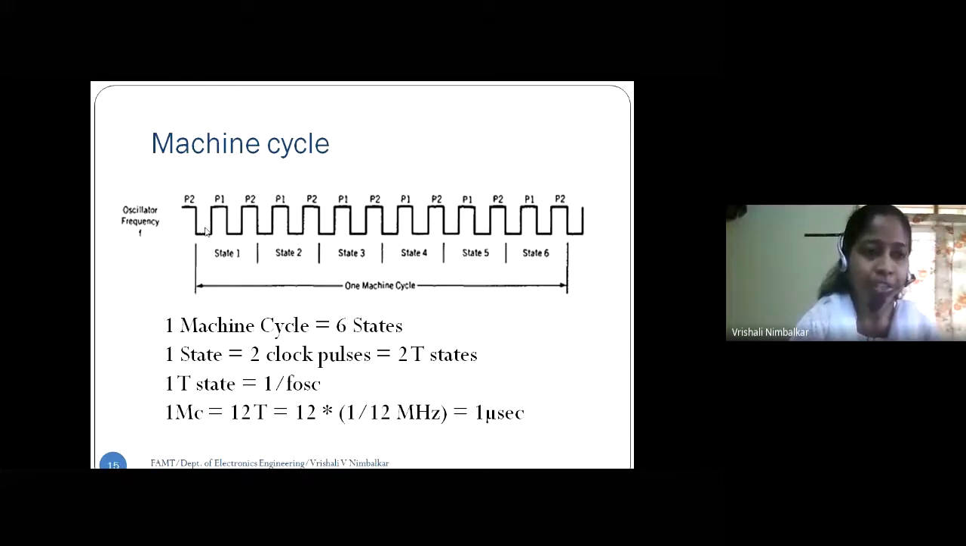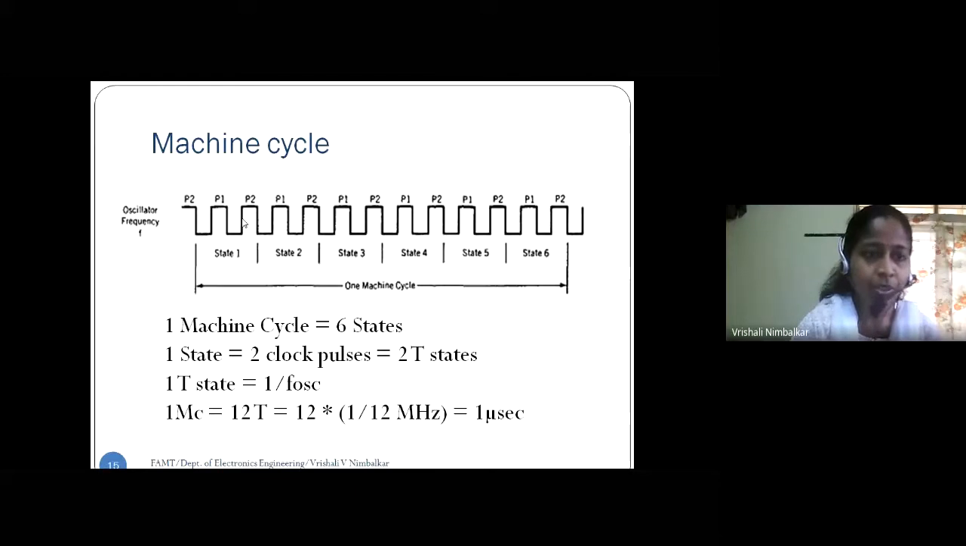Right? So we measure the square wave from one falling edge. See, this is the falling edge. From one falling edge to the next falling edge, this is one square wave. And then this is the second square wave. So every state is made up of 2 square waves, which we call T states. T for time period. So every state is made up of 2 time periods.